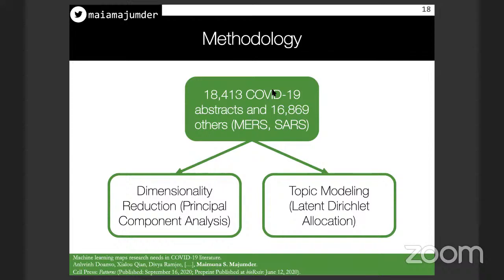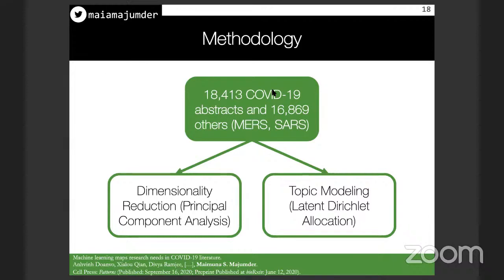After the filtering process shown on the previous slide, we used the resulting 18,412 COVID-19 abstracts and the 16,869 abstracts mentioning SARS and MERS as the source texts, or corpus of documents, for our analysis. Natural language processing was implemented on these 35,000 abstracts in two different ways.